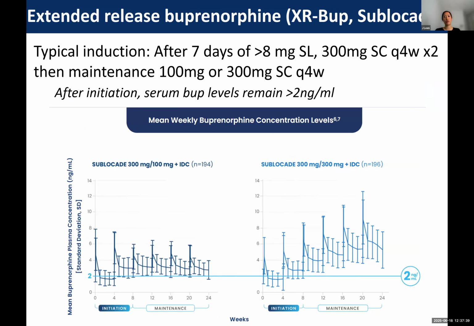But how do you start patients on this medication? Well, according to the drug monograph, the typical induction occurs after taking 7 days of sublingual buprenorphine. Then you would give a 300 milligram subcutaneous injection times 2, separated by 4 weeks, and then maintenance therapy of 100 or 300. This shows you again the mean plasma levels and the threshold of 2 nanograms per mil after the standard initiation period and then the maintenance period of either 100 or 300 milligrams. And you can see that after the initiation period in both dosing protocols, you're above 2 nanograms per mil quite reliably.